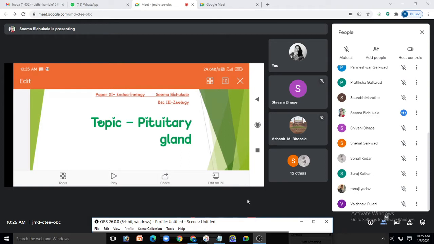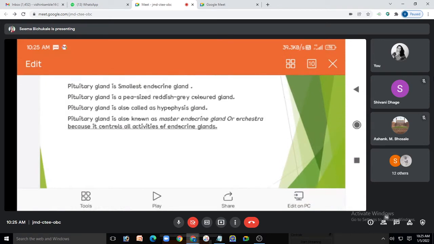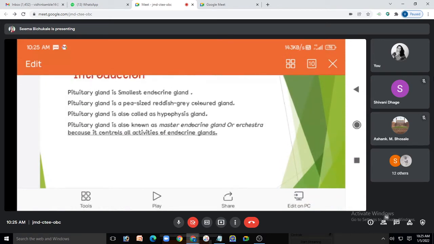Firstly, the pituitary gland is an endocrine gland because it is a ductless gland, and ductless glands secrete hormones. The pituitary gland is pea-sized, reddish-gray colored gland. It is also called the hypophysis gland. The pituitary gland is also known as the master endocrine gland or orchestra because it controls all activities of the endocrine glands. This is the introduction of the pituitary gland.